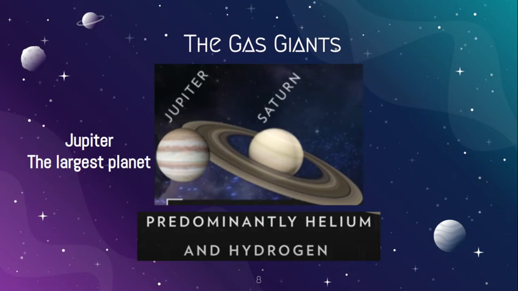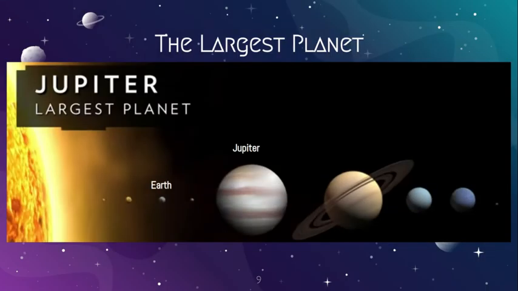The gas giants, these are comprised of Jupiter and Saturn. Jupiter is the largest planet, and these gas giants are predominantly made up of helium and hydrogen as far as the mass of the planets. Saturn, of course, has rings, and we'll talk about what makes up those rings in just a minute. The largest planet of all of the eight is Jupiter.